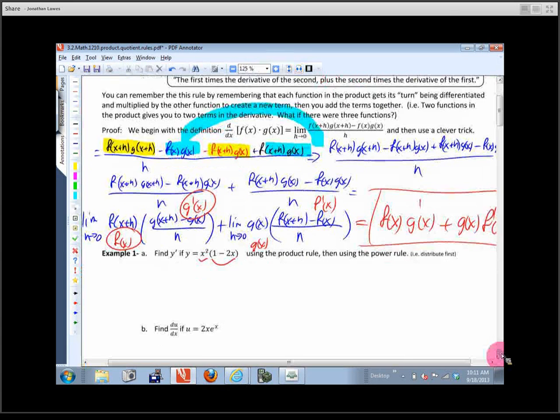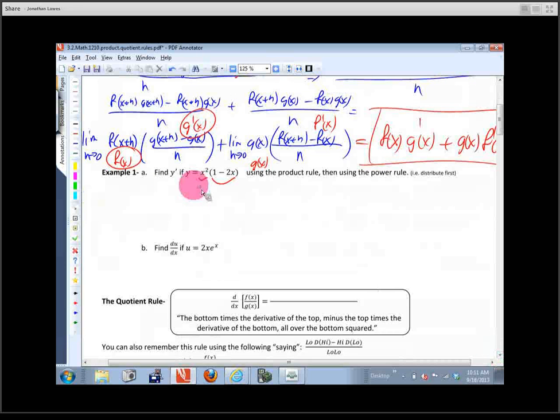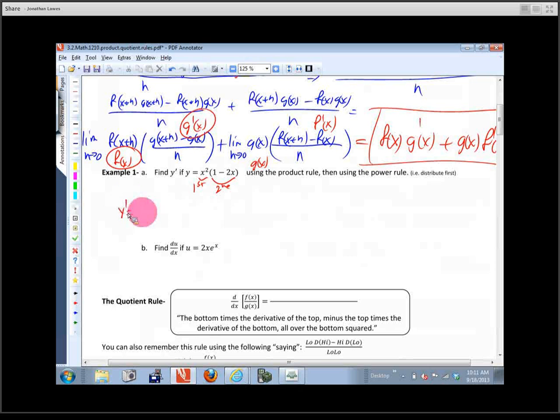So let's identify each one of these. This is the first one and this is the second one. So that means y prime is going to be the first one, which is x squared, times the derivative of the second. So all I need to do is just look at 1 minus 2x, and what's the derivative of 1? 0. What's the derivative of minus 2x? Negative 2.